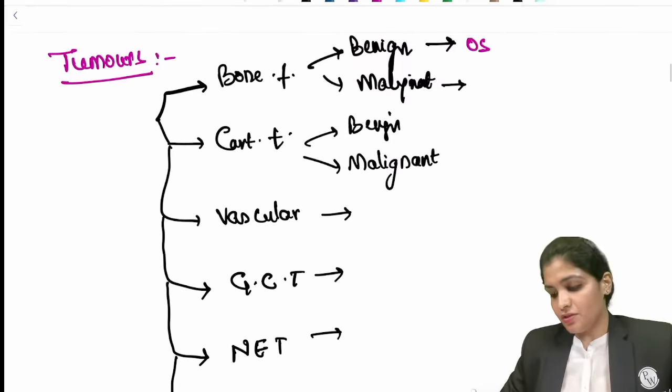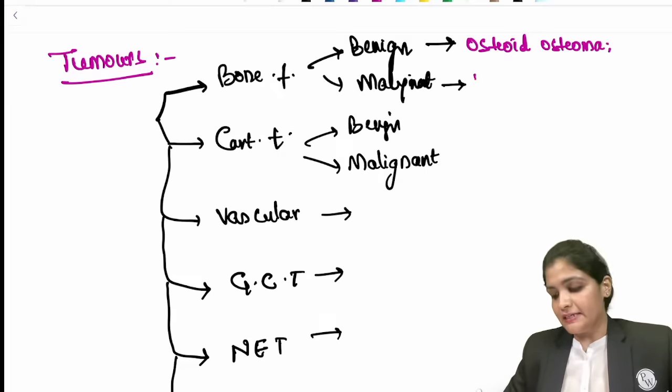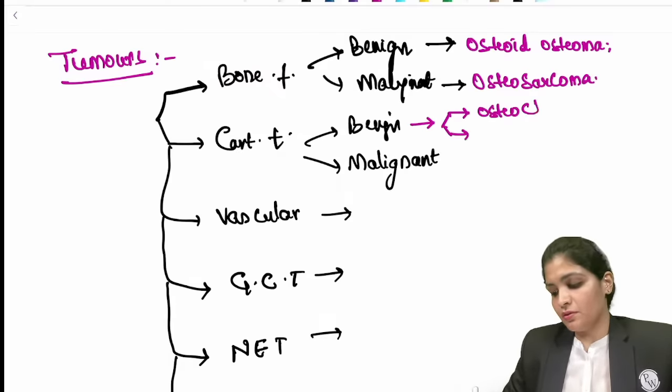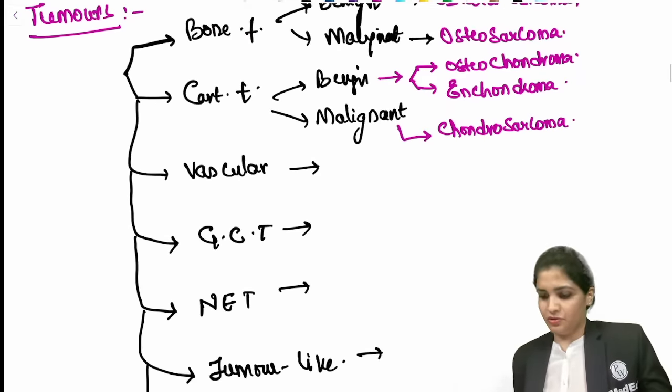So it is osteoid osteoma, right? Osteoblastoma also. Then malignant is osteosarcoma. And then cartilage benign is osteochondroma, and then there is enchondroma. Malignant is chondrosarcoma. Yeah, osteosarcoma, very good.